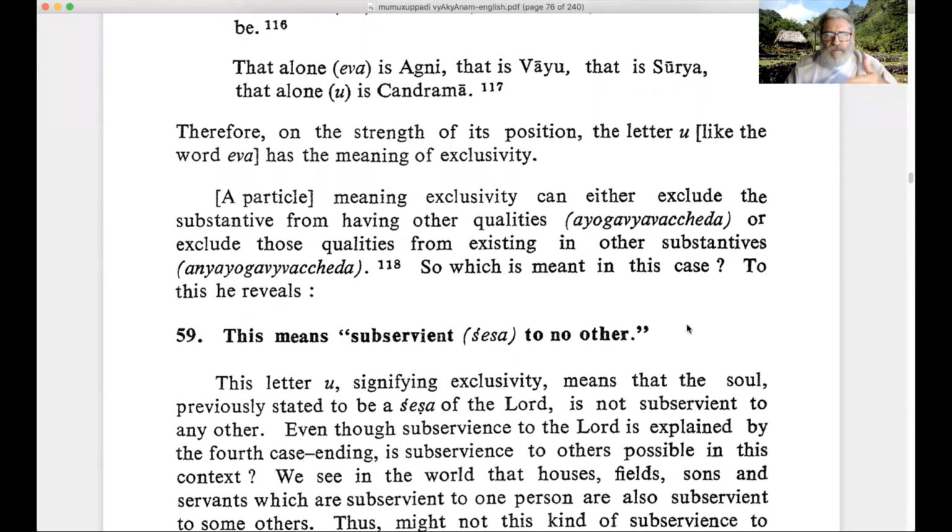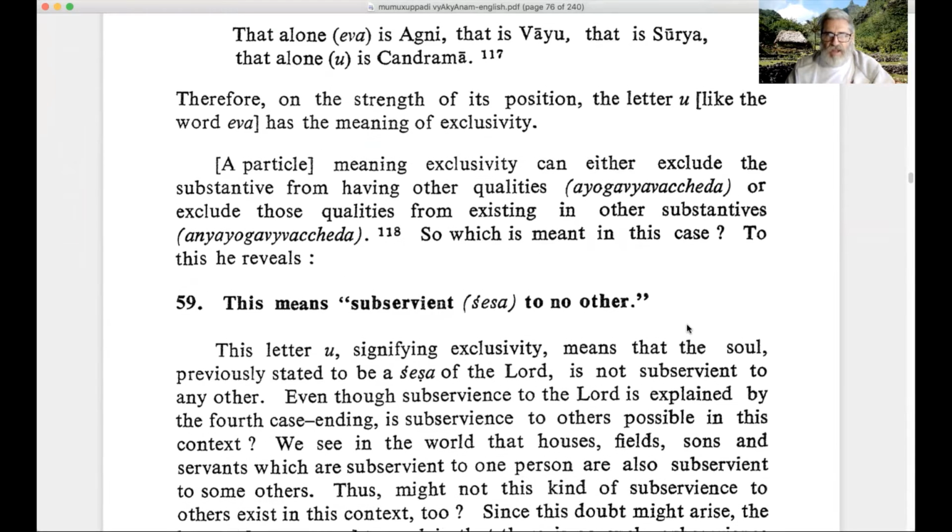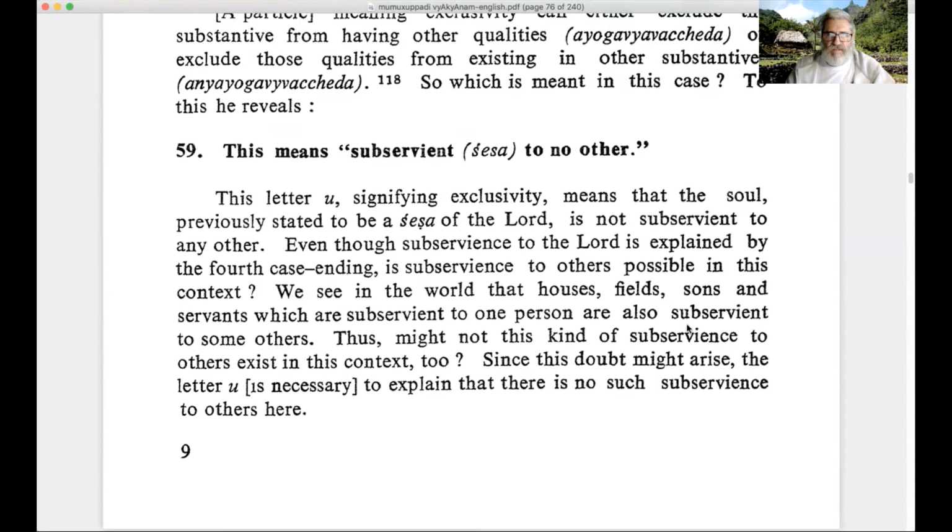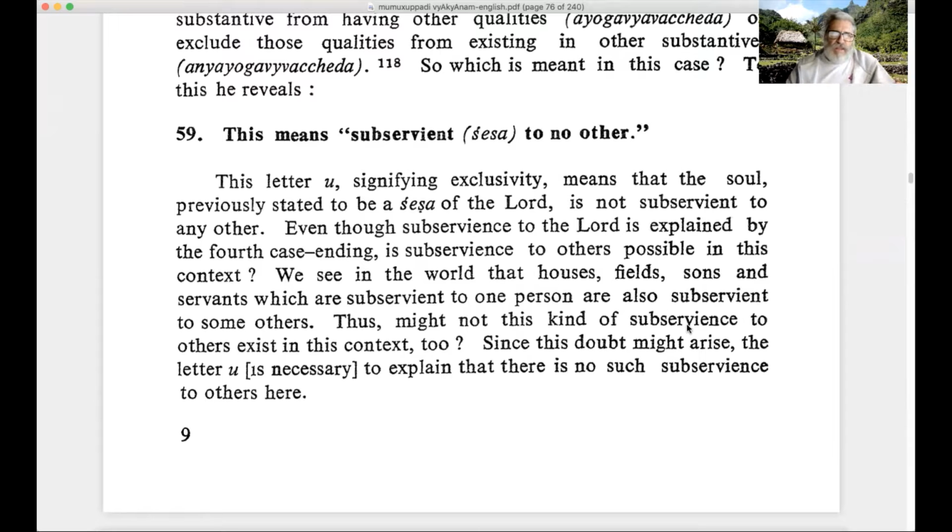Okay, so continuing on, what does this subservience mean? What exactly does this subservience mean? What is meant in this case? To this he reveals, this means subservient.